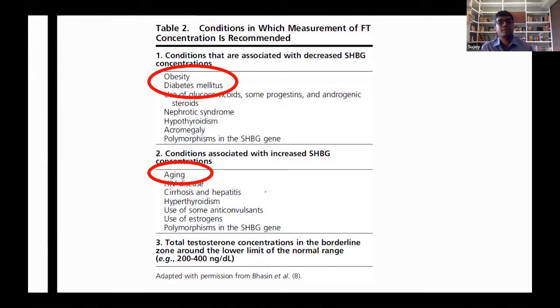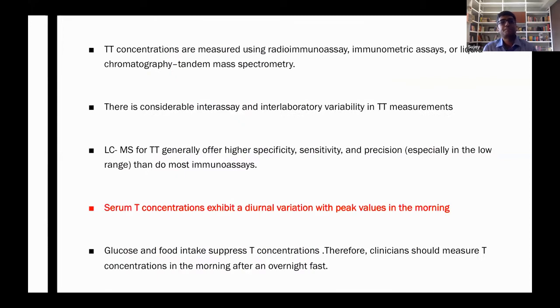So in our scenario, if we think of conditions that decrease sex hormone binding globulin, the two commonest problems that we face usually are obesity and type 2 diabetes. There are certain drugs, hypothyroidism, and acromegaly, which are relatively easier to pick up, and among conditions that increase SHBG, the most important is aging. So particularly because you're looking at a problem in type 2 diabetes in a possibly aging population, think of these possible reasons why the sex hormone binding globulin might be altered.